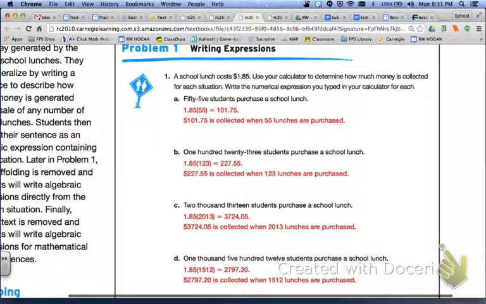Here are what your answers should look like for number 1, A through D. If I have 55 students, $1.85 times 55 gives me $101.75. Letter B, $1.85 times 123, $227.55. Letter C, $1.85 times 2013 gives me $3,724.05. And finally for letter D, $1.85 times 1,512 gives me $2,797.20.